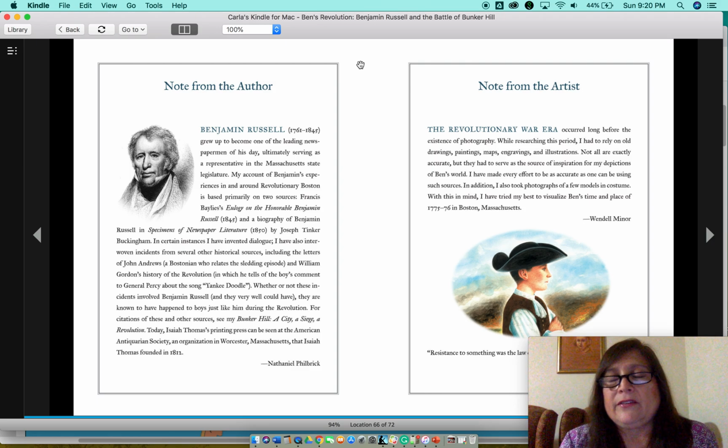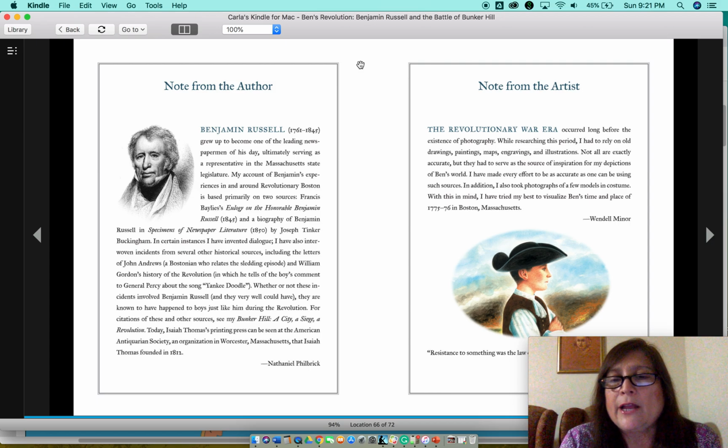So, note from the artist. This is the artist, Wendell Minor, and he writes: The Revolutionary War era occurred long before the existence of photography. So back then there were no pictures, no cameras to take pictures. While researching this period, I had to rely on old drawings, paintings, maps, engravings, and illustrations. Not all are exactly accurate, but they had to serve as a source of inspiration for my depictions of Ben's world. I have made every effort to be as accurate as one can be using such sources.